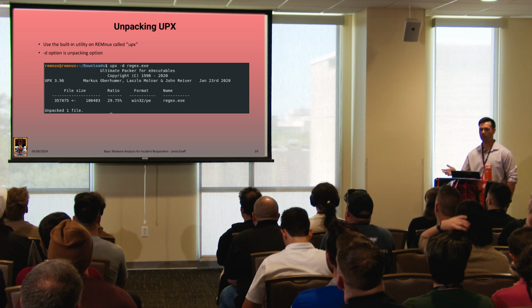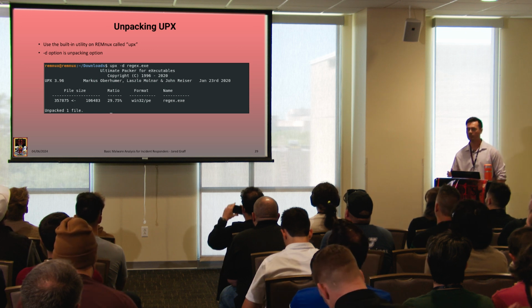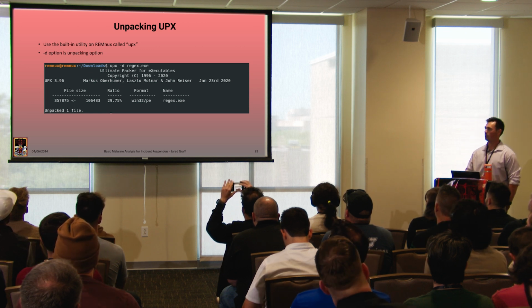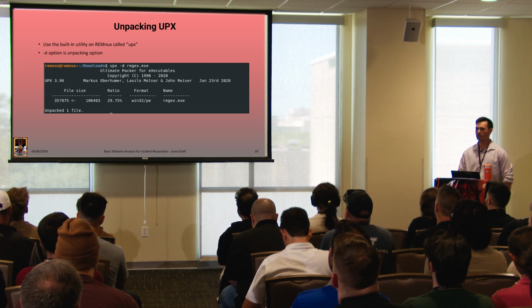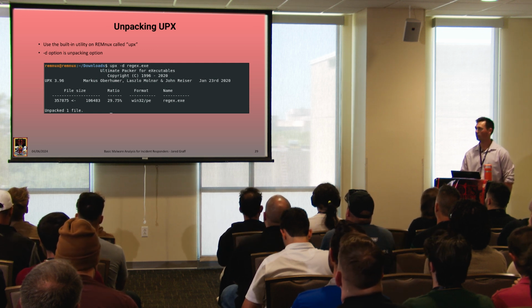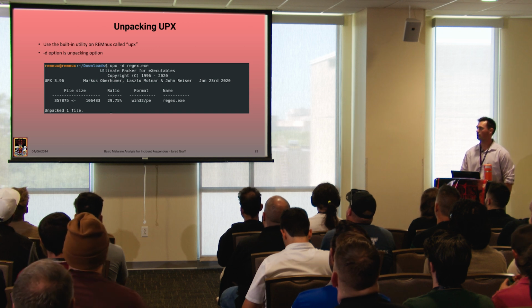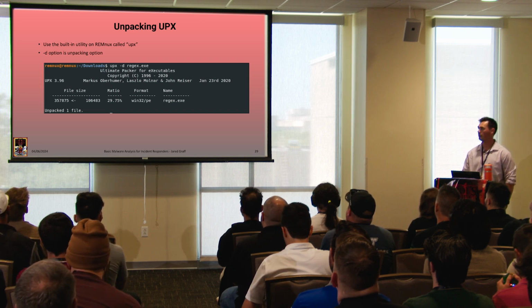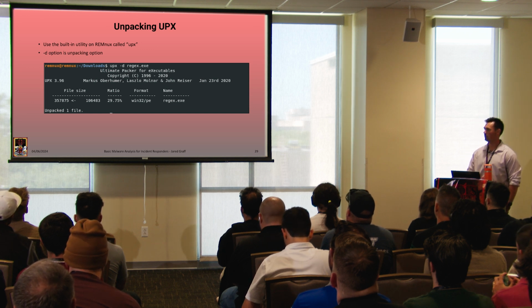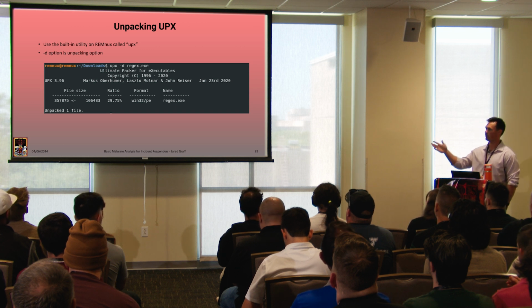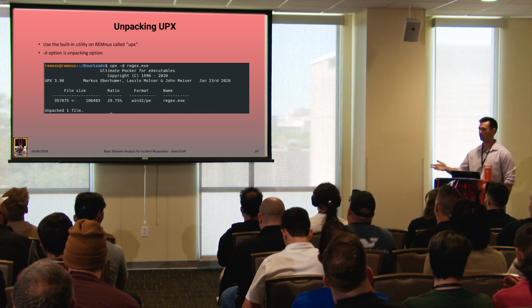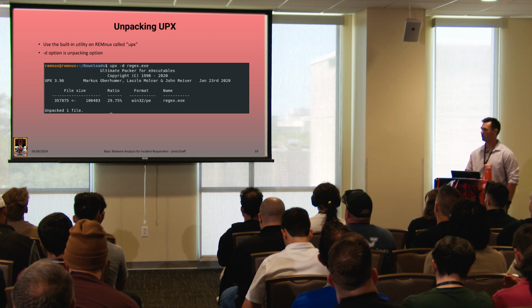So now that we've identified it is packed with UPX, how do we unpack it? When it's UPX, it's very simple. Remnix has a built-in utility, the UPX command, and you just need to run the -d option here. So upx -d regex.exe, and that will unpack the file. If this doesn't work, you will get an error. It will spit an error to the screen basically saying not correct packer used.